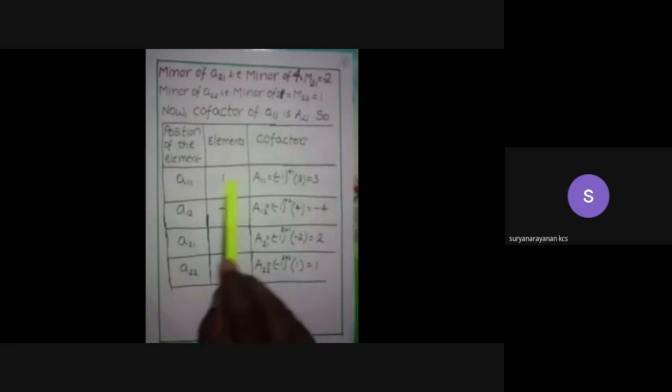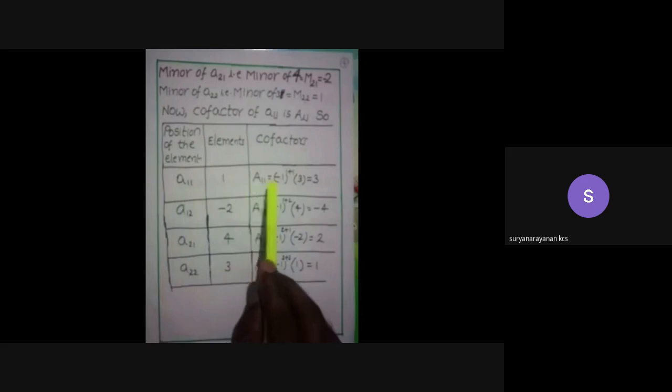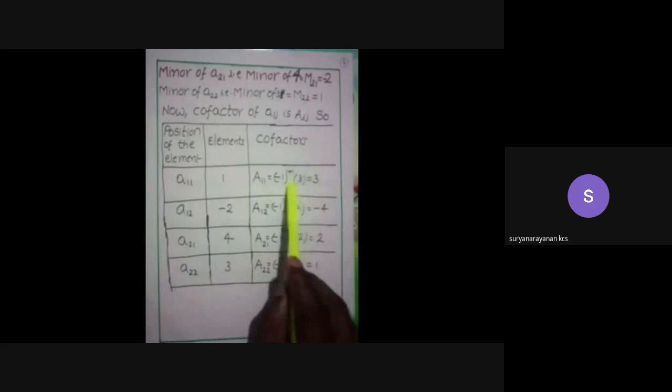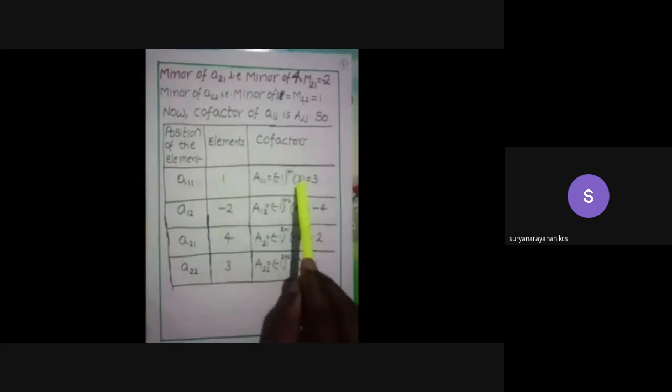Now we are going to find cofactors. A11, its cofactor is denoted by capital letter A11, that is equal to (-1) to the power 1 plus 1. Here the minor of this element we have 3, so by simplifying these numbers we get 3. Understood, my dear children? Is it clear?